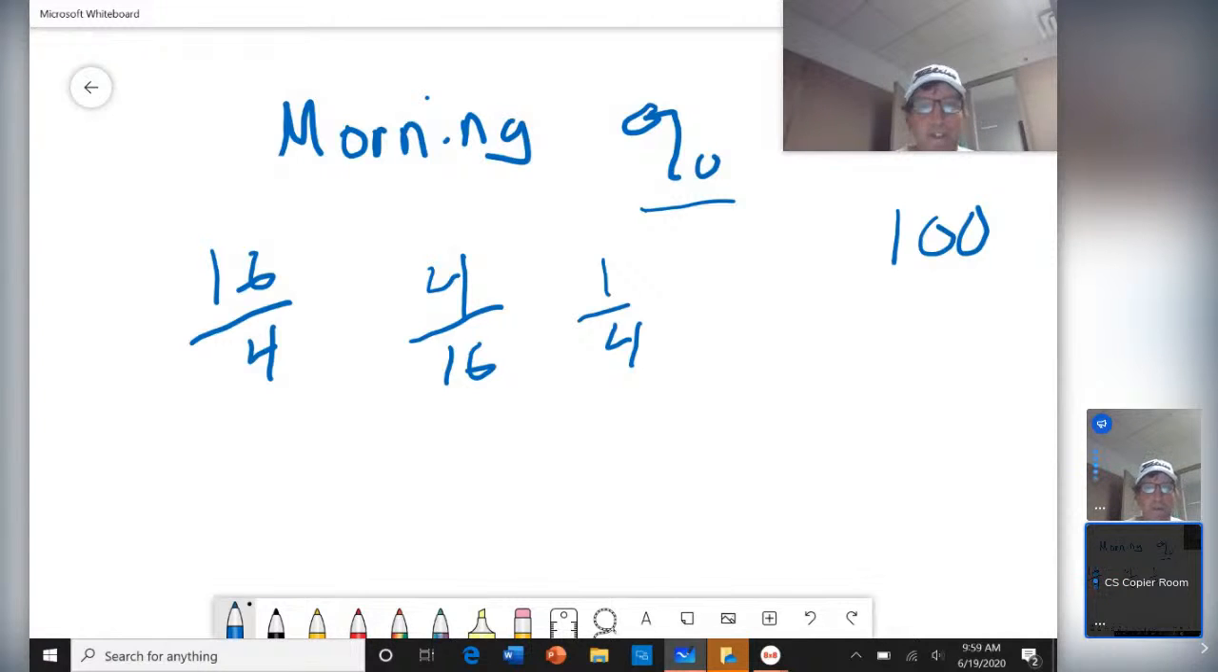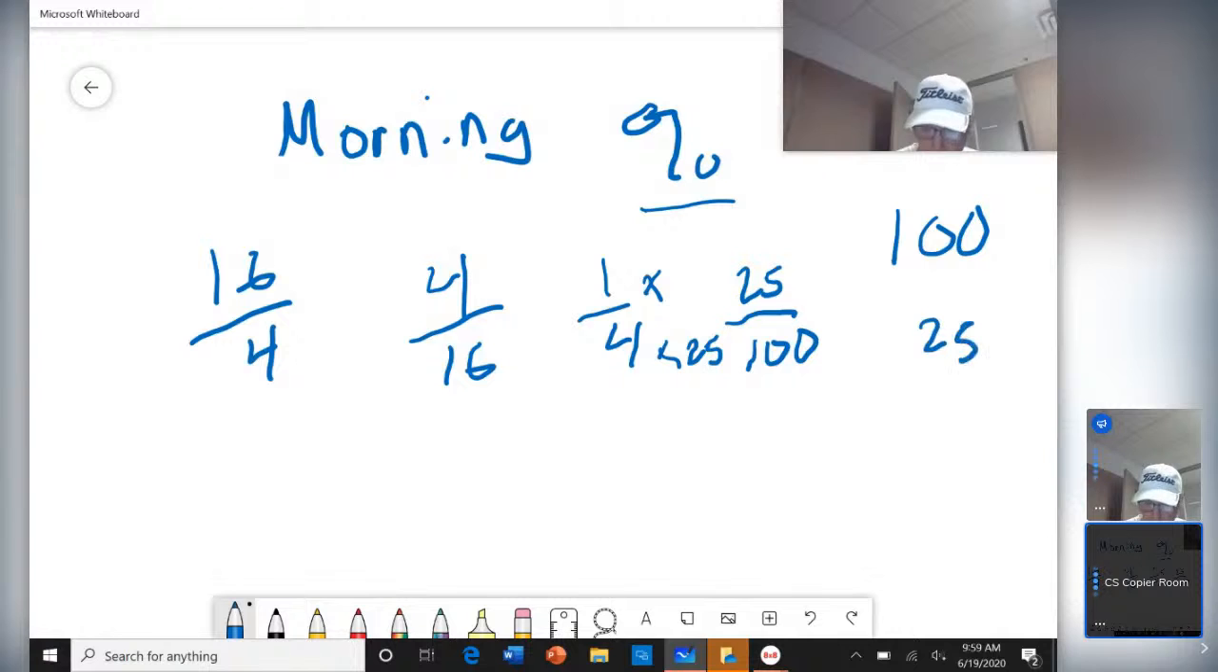We can do this a couple ways. We're going to try to put this over 100 right here. You guys have done this before, so 4 times what equals 100? We're going to know that's 25. And then 1 times 25 is 25. So 16 of 4 would be 25%.